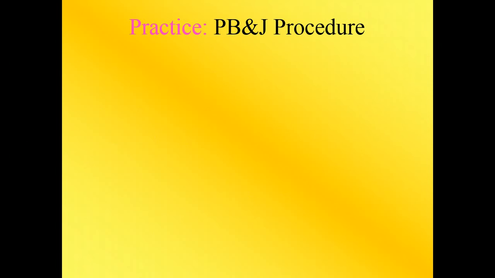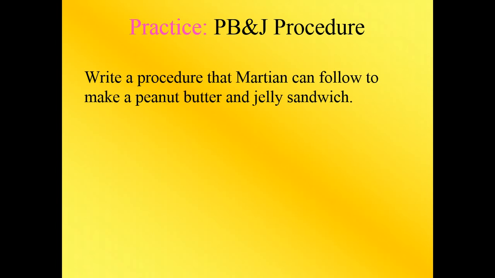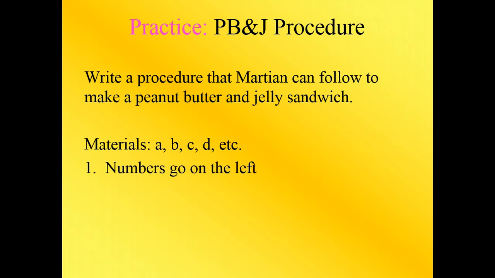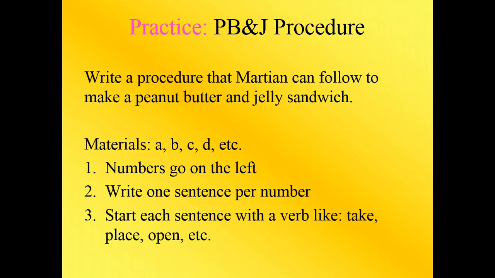So to practice writing a procedure, I would like you to write a procedure that my friend Martian can follow in order to make a peanut butter and jelly sandwich. Start by listing your materials, A, B, C, and so on. Your numbers go down the left. You generally write one sentence for each number, and you start each sentence with a verb, like take, place, open, and so on.